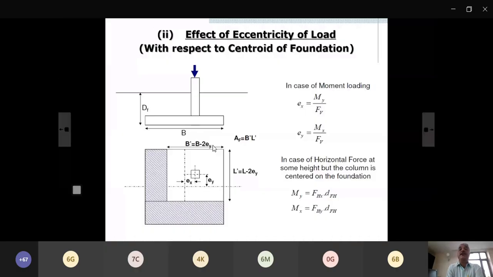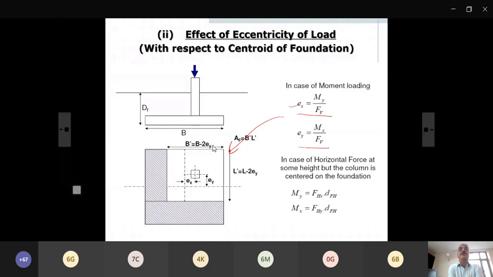And secondly, the eccentricity can be in terms of moment, X and Y moment. Some moment may be getting transferred. In that case, we can convert moment into eccentricity. Ex will be My divided by Fv and Ey will be Mx divided by Fv. Fv is the vertical force. So we can convert into eccentricity and again apply the same principle.